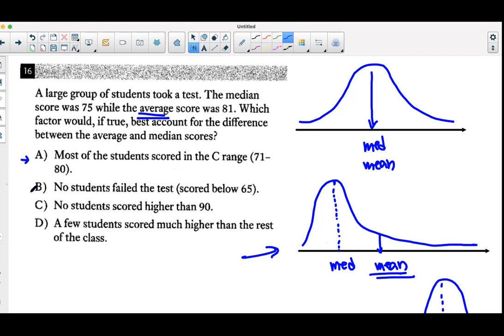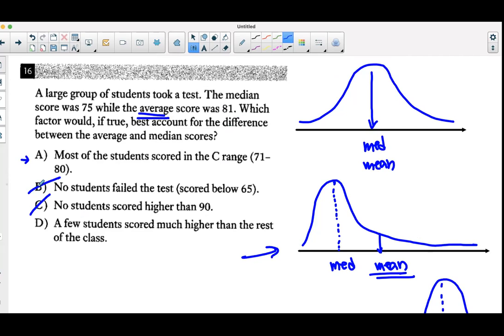I have no idea if it's no student or one student. I know that a lot of students are near 75, but that doesn't guarantee that nobody got below 65, so we cannot say about that one. No students scored higher than 80. I have no idea. A bunch of them might have been 81, 89, a bunch of 89s, and it brought the average to 81. Or I might have had some students who went over 90 as well. So I have no idea about that one.